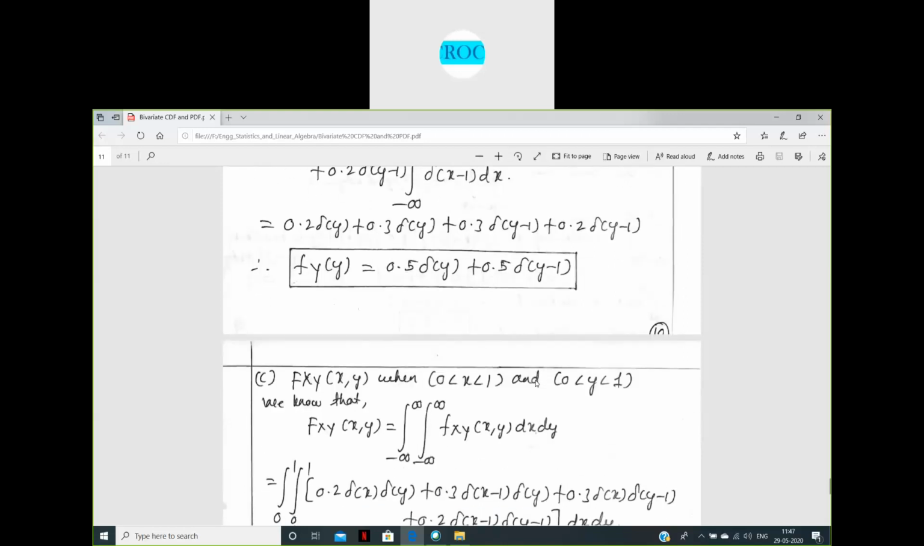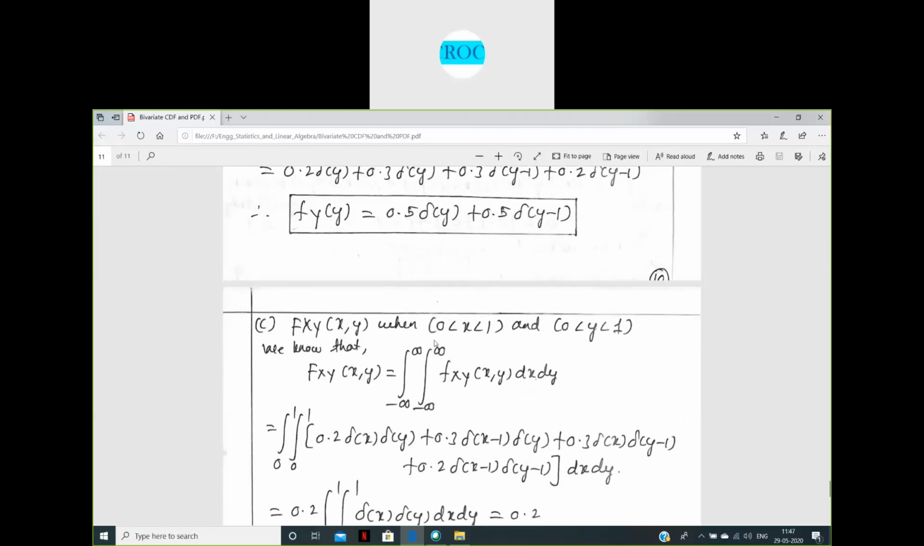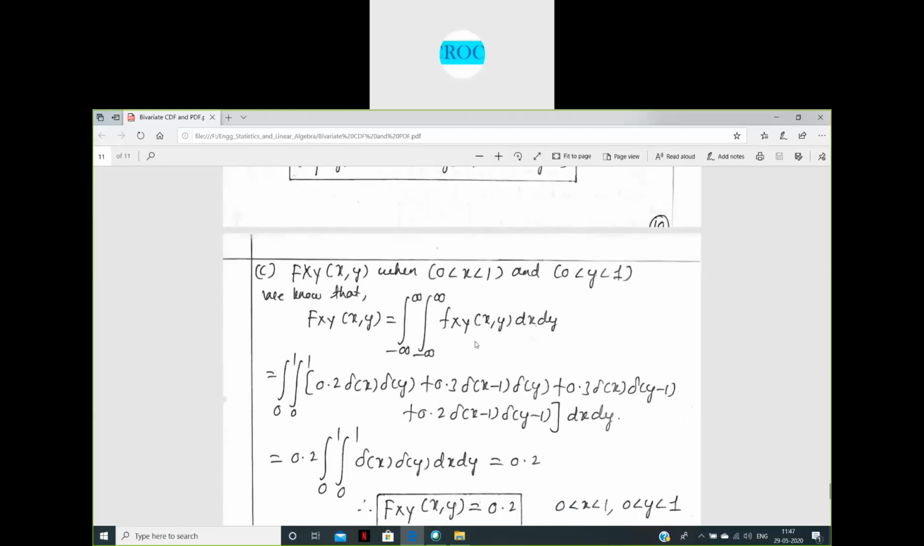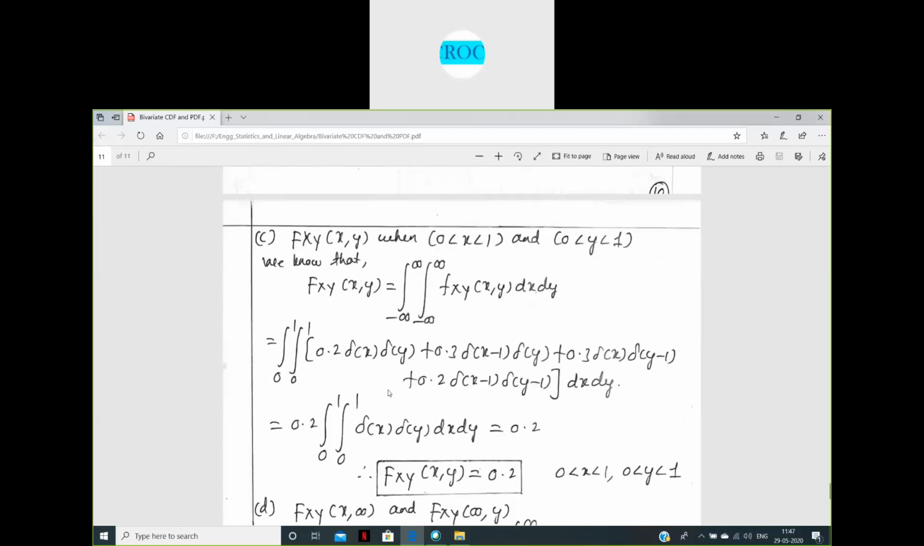See what we need to calculate: the bivariate CDF when x is less than 1 and y is less than 1. What is the formula we have for bivariate CDF and bivariate PDF? It is given by this double integration formula. Now substitute for this bivariate PDF in this one.